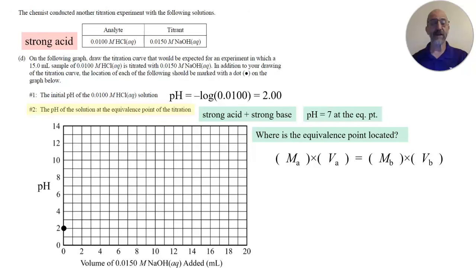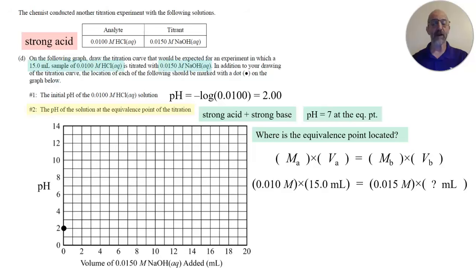Do I know the molarity of the HCl? Yes, it's 0.01 molar. Do I know the volume of the acid? Yes, it's a 15 milliliter sample of the hydrochloric acid. I know the molarity of the sodium hydroxide. It's actually 0.015, but the location of the equivalence point, I don't know exactly where that is, so that's unknown.